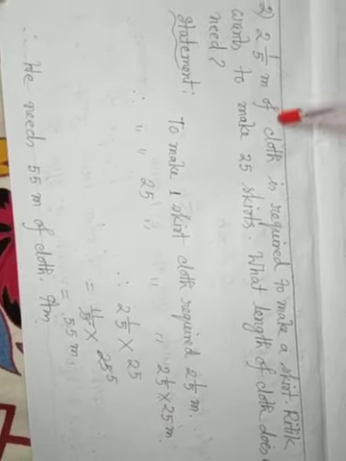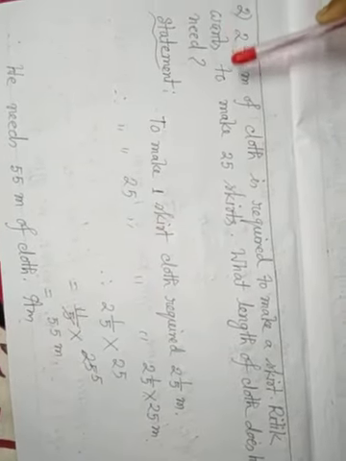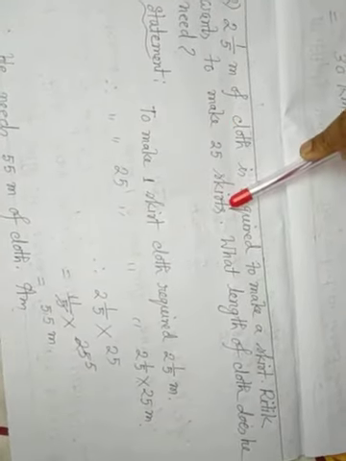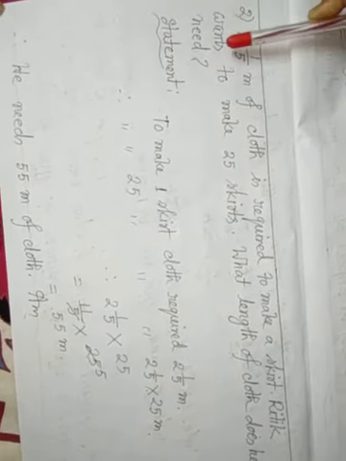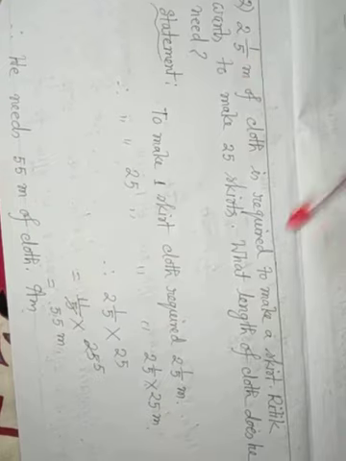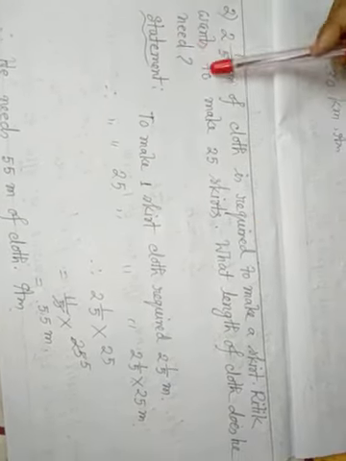2 number. Problem sums. 1 by 5 meter of cloth is required to make a skirt. Ritik wants to make 25 skirts. What length of cloth does he need? If we go from smallest to greatest, then we multiply it.